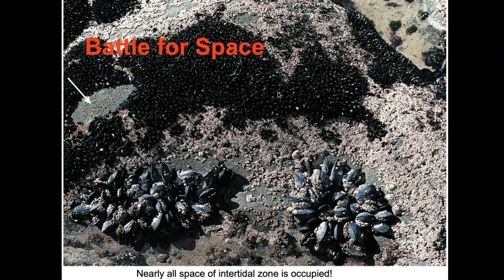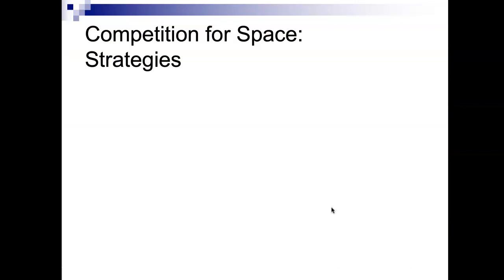So let's get back to this battle for space. Again, nearly all space of an intertidal zone is going to be occupied. You can see here's a little clearing, and eventually this space will be occupied by either these gooseneck barnacles or these acorn barnacles or these mussels. So almost all space in your intertidal zone, especially as you move lower into the mid-intertidal, will be occupied eventually.